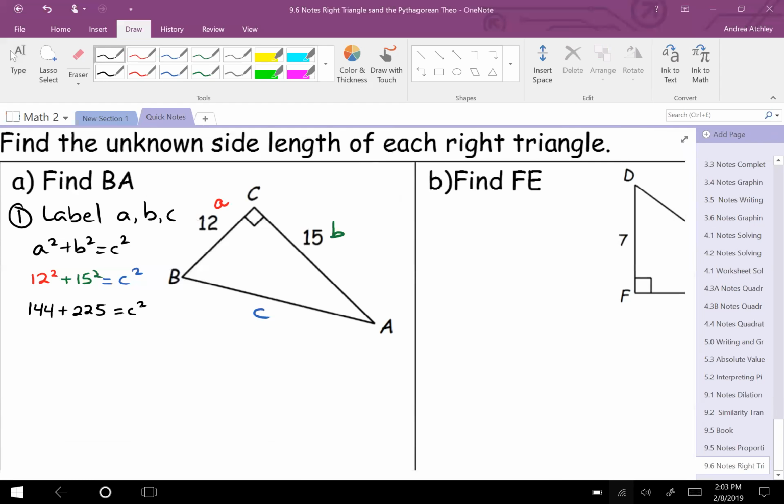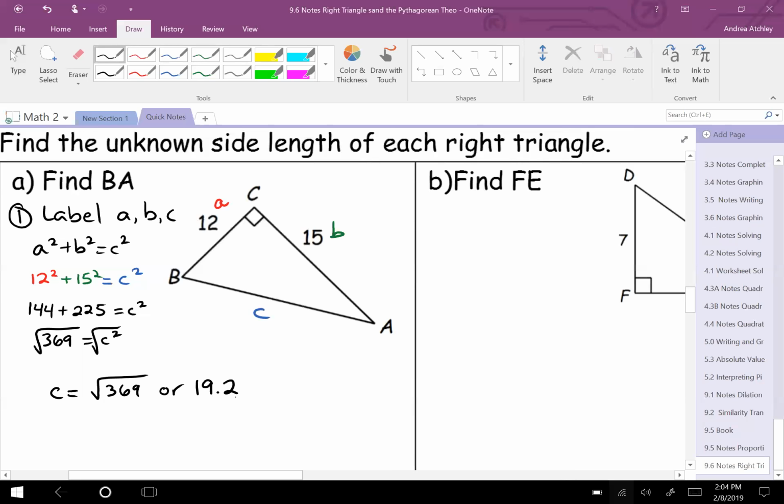144 plus 225 is 369. Now what? Square root both sides. So I'm going to get C equals the square root of 369. Or I'm going to round it to the nearest tenth, 19.2.